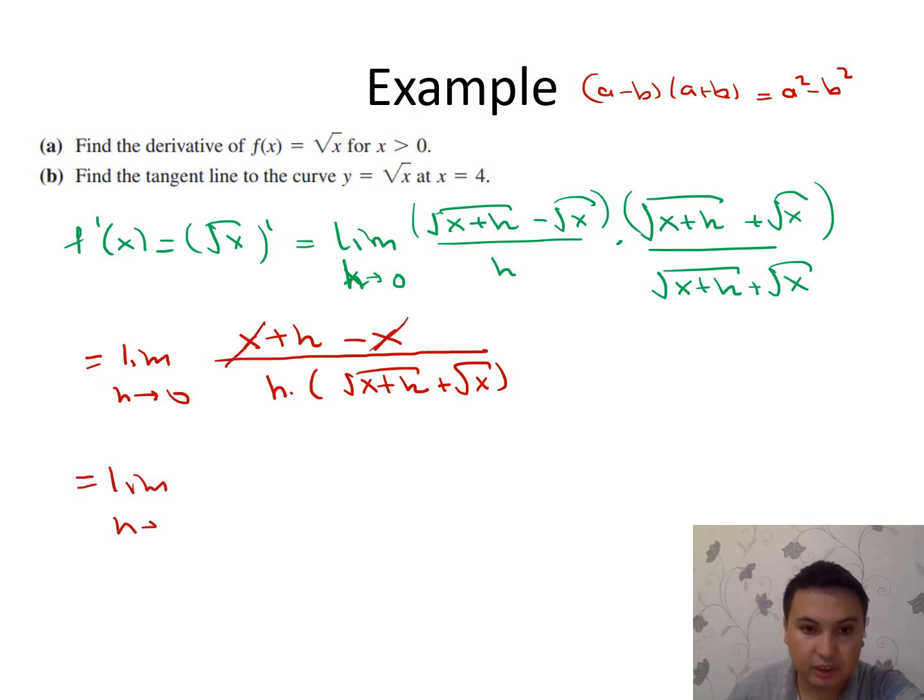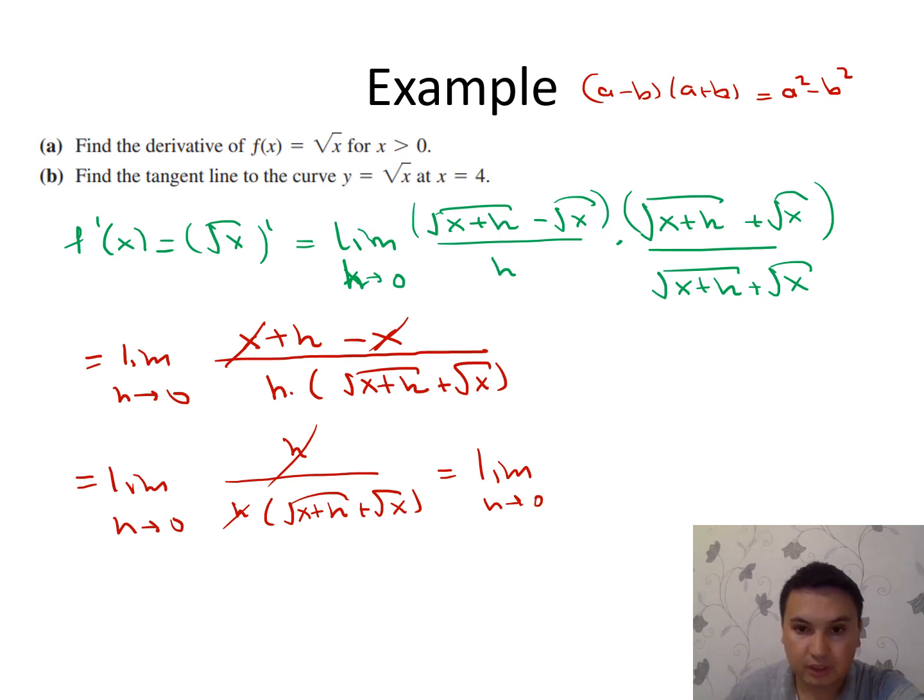I'm left with h at the top. Here I also have h. Luckily, they cancel out, and I will get something nicer, right? So I get 1 over the square root of x plus h plus the square root of x. Now if you let h go to 0, this x plus h goes to x. So this goes to 1 over square root of x plus square root of x, so this is 2 square root of x. So that's the derivative.